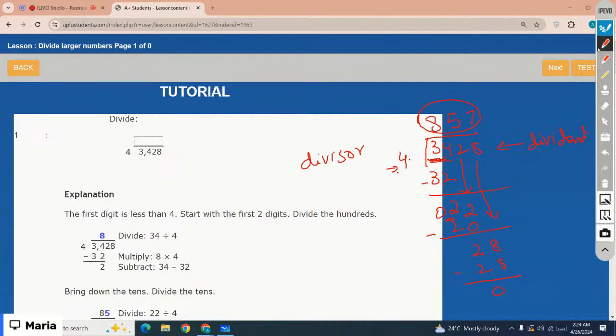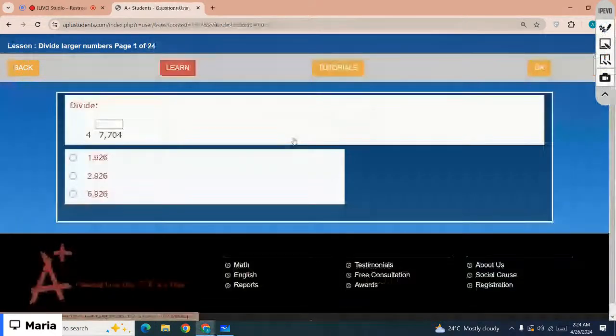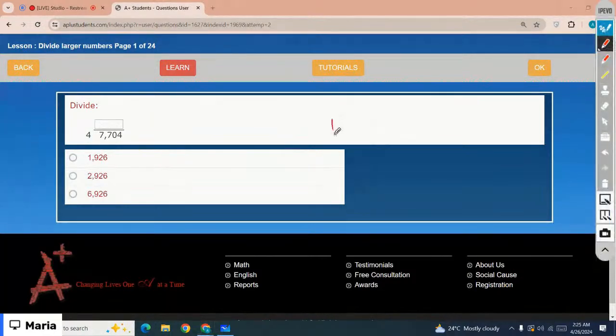Okay, let's just start with the practice questions. The first one is 7704 divided by 4. This one is also known as the long division method, right? So here you have 4. So start with the first digit.